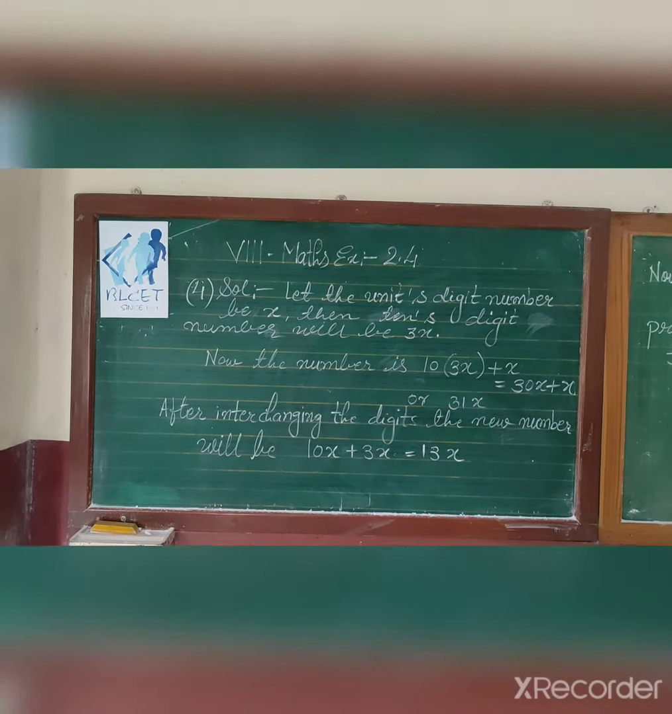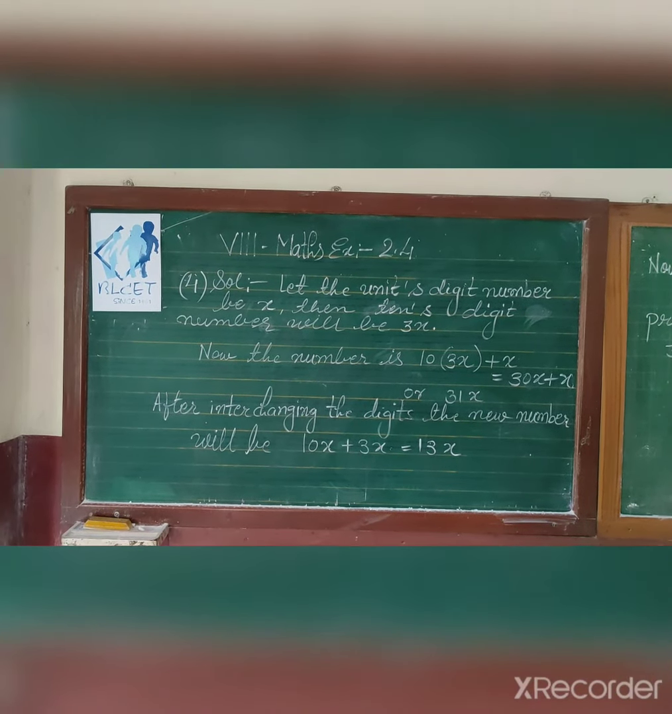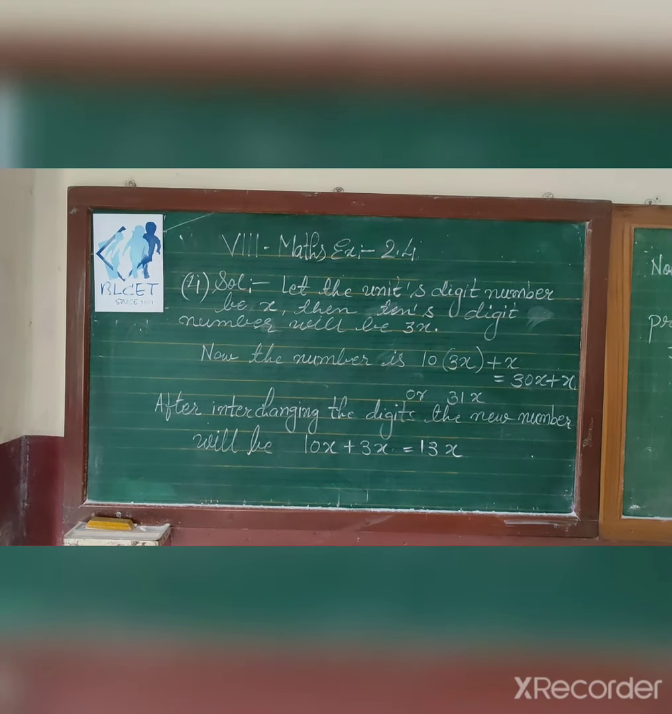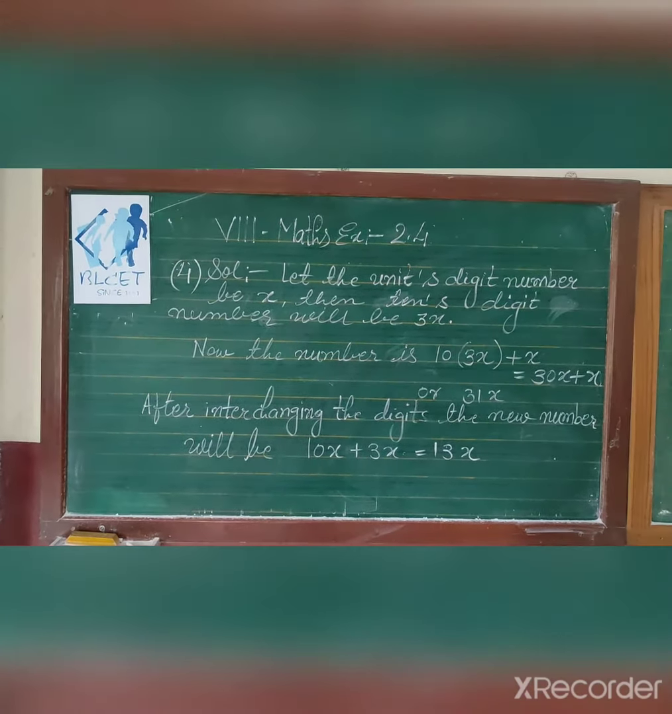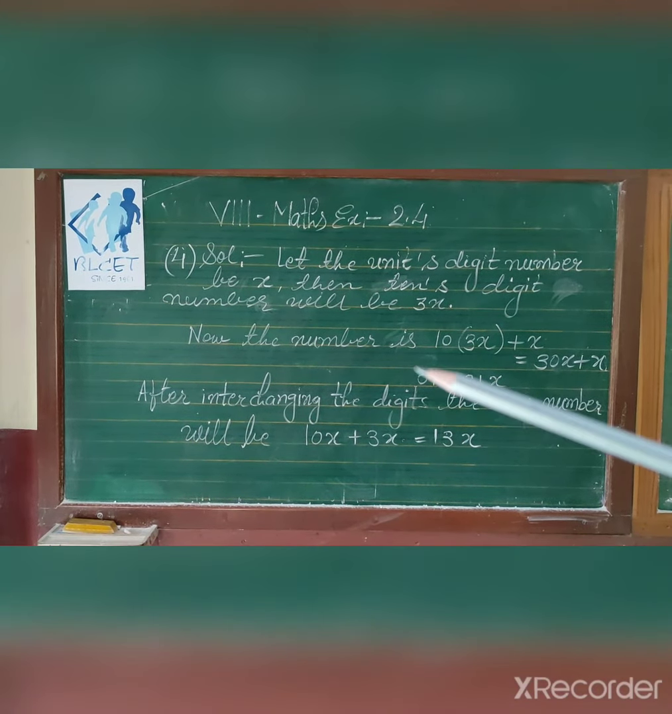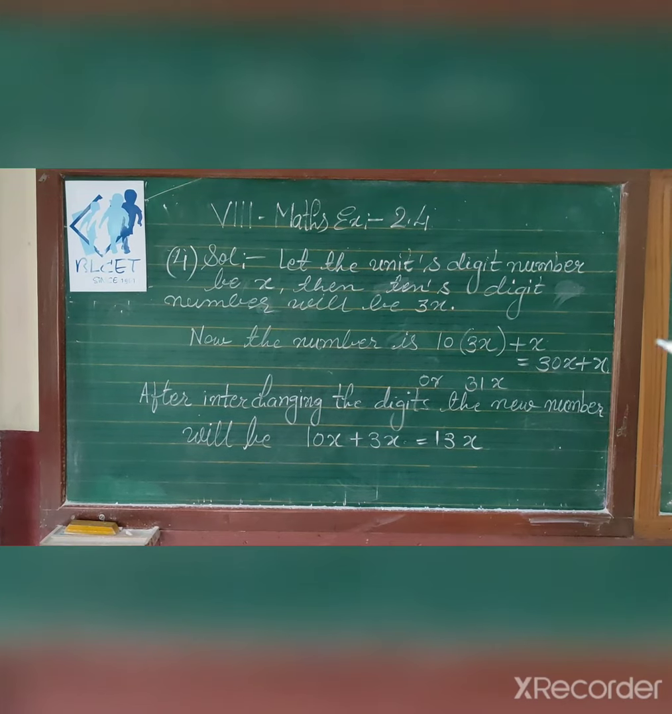Okay, so let us start the sum. Let the units digit number be x, then the tens digit number will be 3x. Now the number is, for the 3x we will multiply by 10 because it is the tens digit, and x ones are x, the unit digit. So 10 times 3 is 30, 30x plus x, 31x.